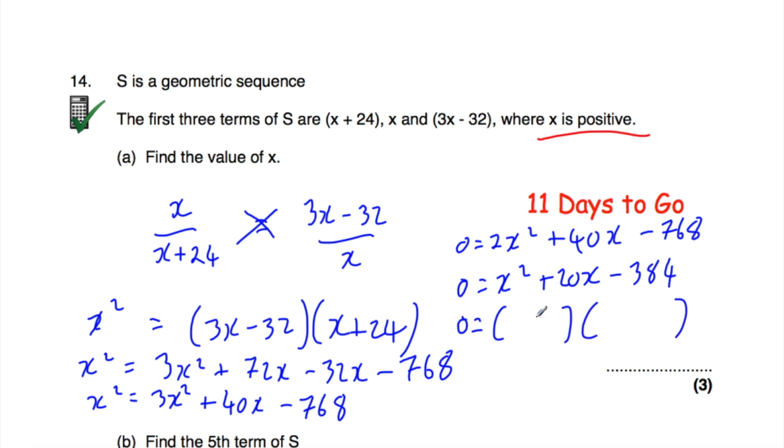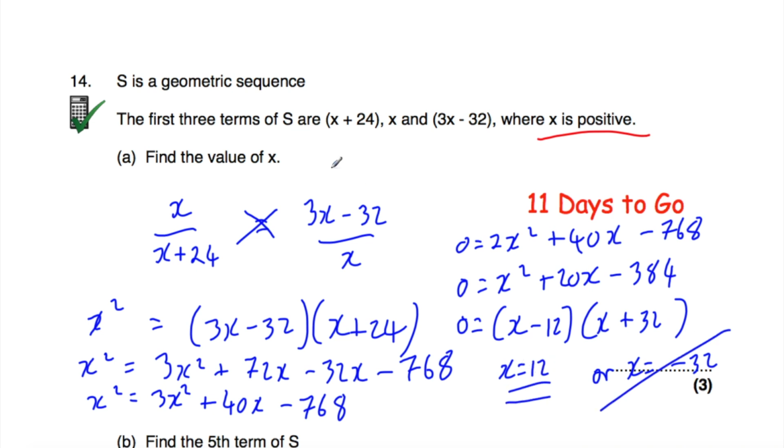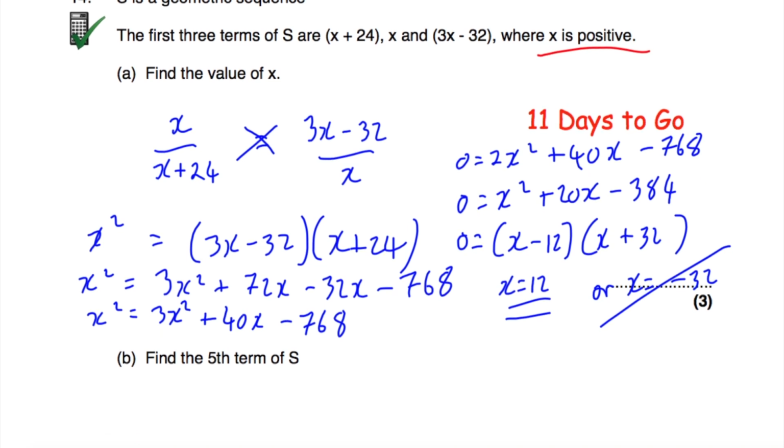If I factorize this, I get the x and x in the front of both brackets, and I get minus 12 in one bracket, and I get plus 32 in the other, because minus 12 times 32 is minus 384, and minus 12 plus 32 is 20. So that means that either x is equal to 12 or x is equal to minus 32. Now in this question, we're told x is positive, so it can't be equal to minus 32, so x equals 12. So that's find x. Now the question then says find the fifth term.